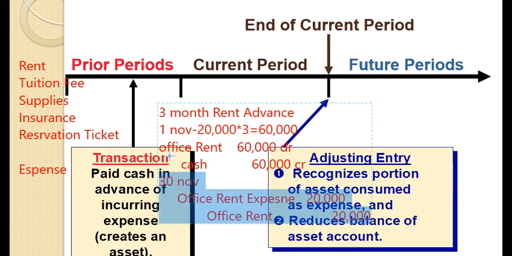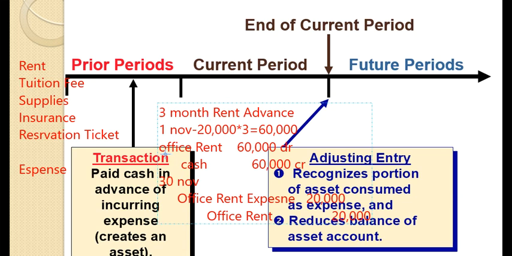So what I do is recognize the portion of the asset. The asset is 60,000, but I am just using 20,000, 1 month of rent. I recognize the portion of the asset consumed as an expense, and reduce the balance of the asset account. Office rent 20,000 will be a debit, and the asset will be credited. What will the remaining amount be? 40,000 automatically. You got my point? Here I am doing the credit, it is a reducing balance.